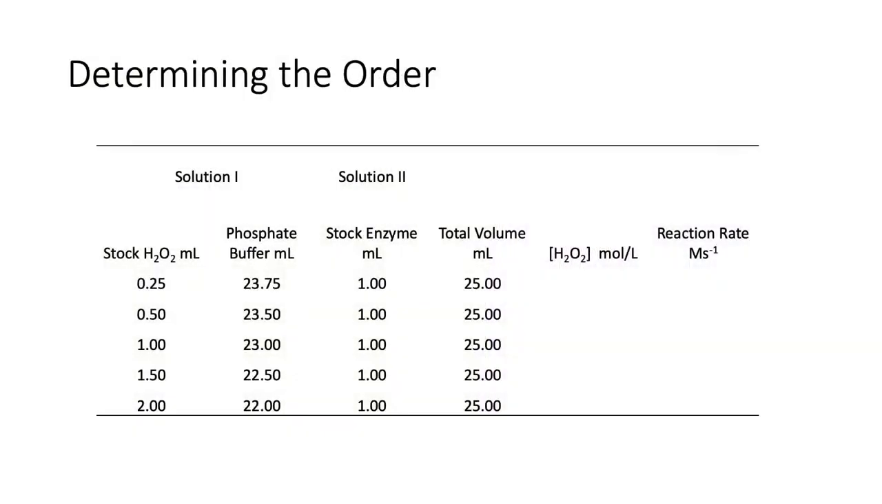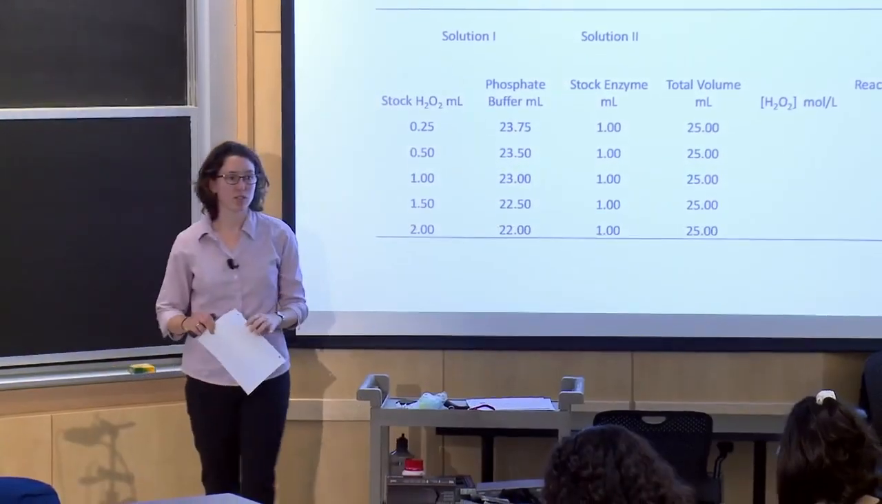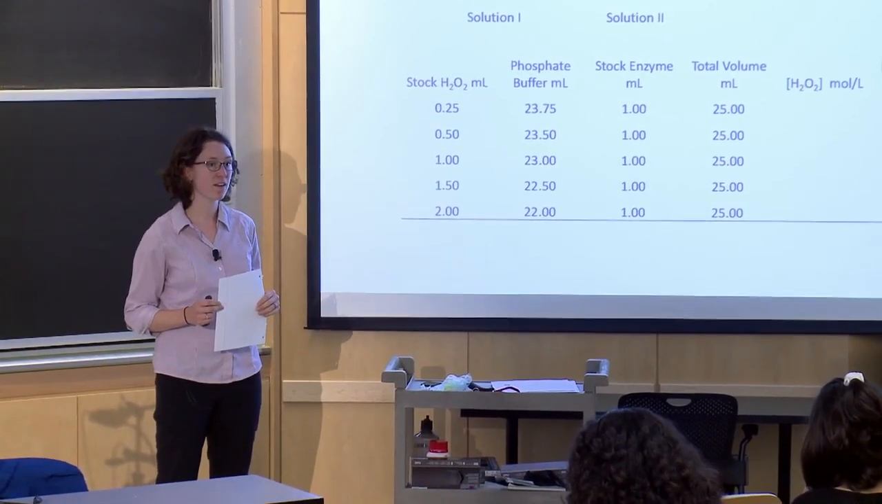So the way that you're going to do this in lab is you will have a series of solutions, and these are your solutions. You'll have a stock hydrogen peroxide solution that you're going to make up. It's going to be about 4% hydrogen peroxide. You'll use a phosphate buffer. Why do we need to use a buffer for this reaction?